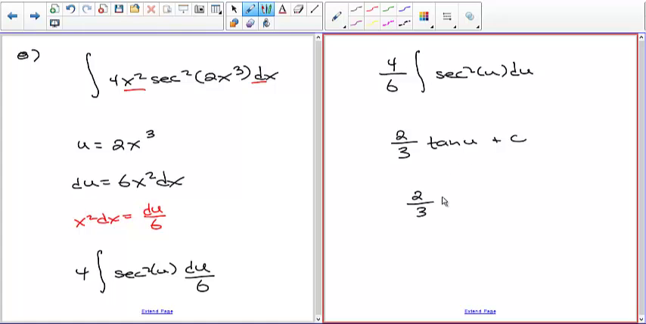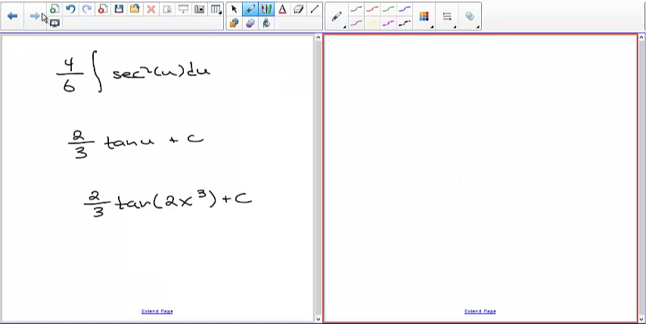So we get 2/3 tangent of 2x cubed plus c. And again, notice because I have something here other than u, I have to put parentheses around it. If I just did 2/3 tangent of 2x cubed, I might think it's the tangent of the number 2 times x cubed, not the tangent of the quantity. So that's why those parentheses are needed.